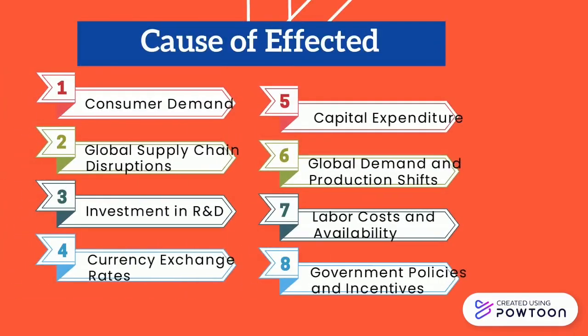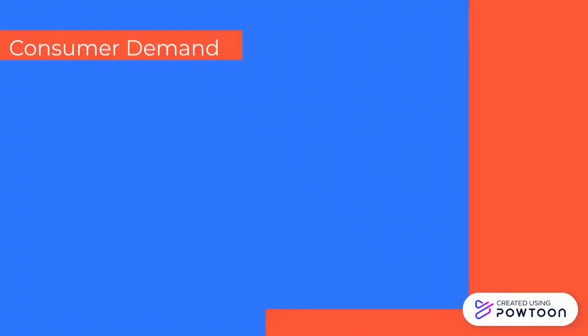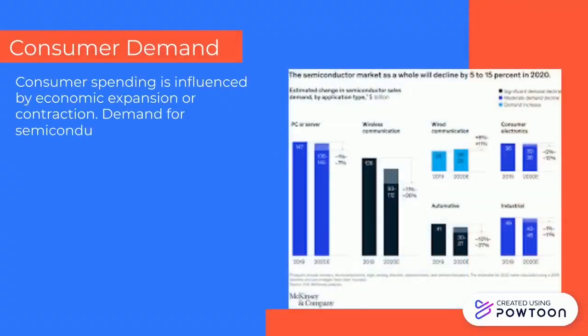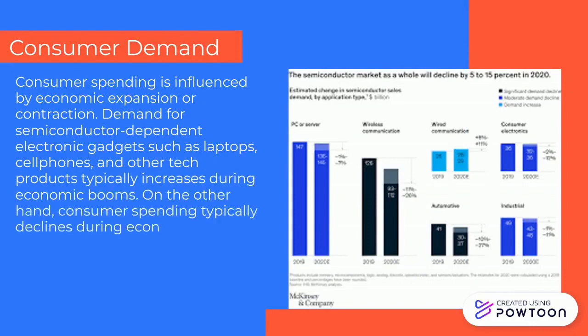Costs affected: consumers' demand, global supply chain disruptions, investment in R&D, currency exchange rate, capital expenditure, global demand and production shift, labor cost and availability, government policy and incentive. Consumer demand is influenced by economic expansion or contractions. Demand for semiconductors depends on electronic gadgets.